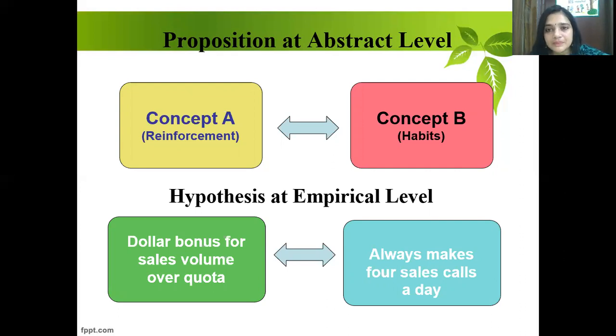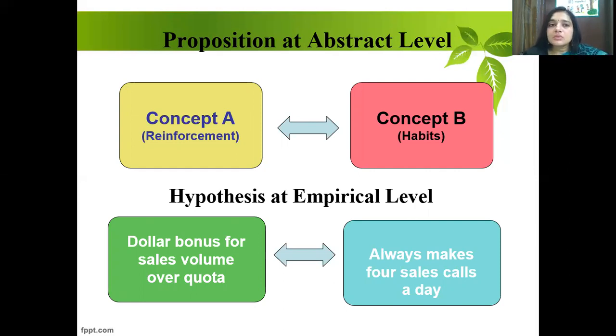Concept A to concept B, right? The same way it is about statements or propositions. Proposition basically is a statement at the abstract level, at the theory level. But when we talk about the same thing at the empirical level, that means we are talking about numbers, then we call it a hypothesis. For example, I want to increase sales, so what will I do? For that, there is an example: dollar bonus for sale volume over quota. That means always make 4 sales calls a day. For example, if I need to improve sales, I will make more calls so as to increase the sales, right?